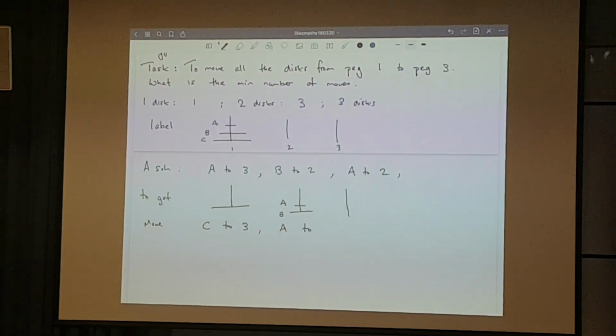Then A goes to 1, B goes to 3, and A goes to 3. So we're just doing the 2 disc shifts, but after having moved C to 3. So that takes 7 moves.